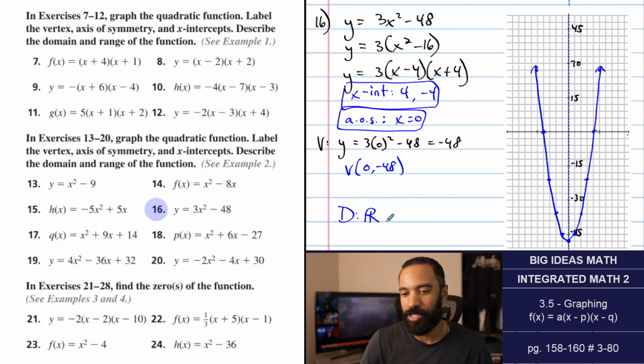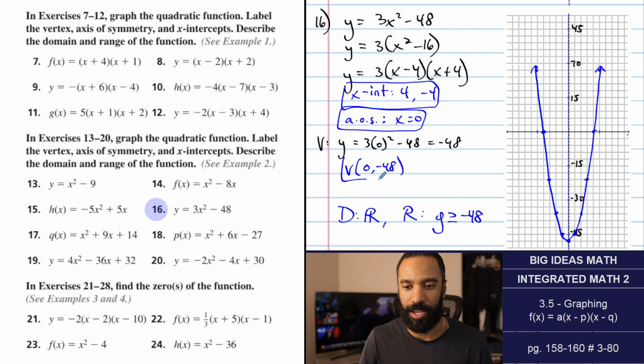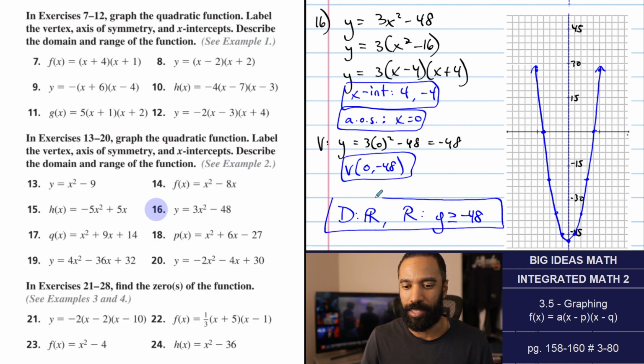Domain is all real numbers. Range is y is greater than or equal to negative 48. That is number 16. Only halfway through these guys right here. So I got a vertex there, domain and range right there.